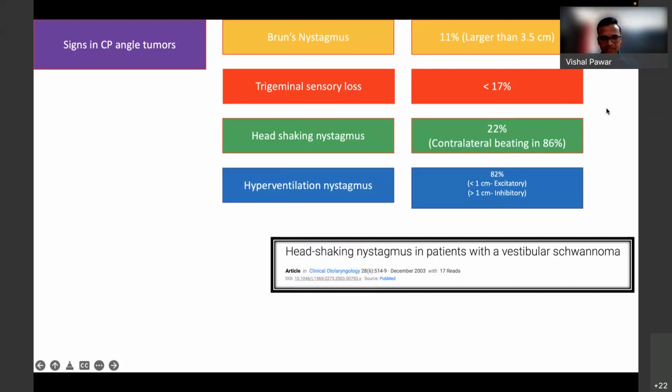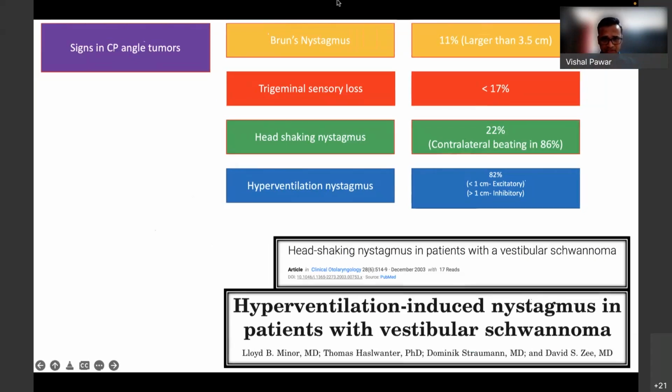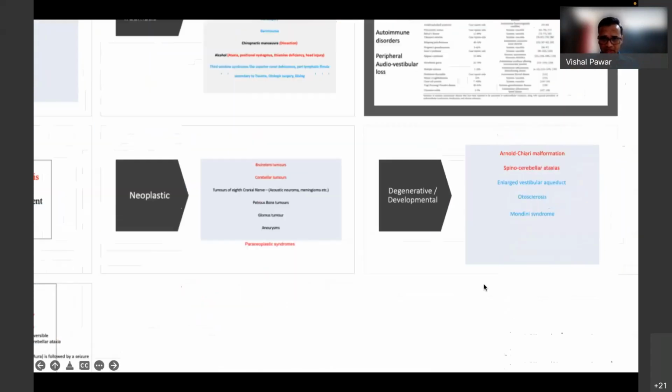Because 1 hour is over, and it's a very vast topic, I will just complete the spectrum of central vestibular disorder in a few slides. Rather than hurrying through all the slides, the differentiation between central and peripheral vertigo we will keep for the next talk, and I will start presenting cases from the next talk. But I will just complete this spectrum in a while.